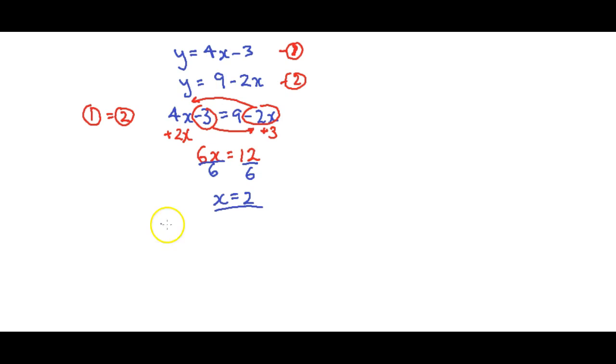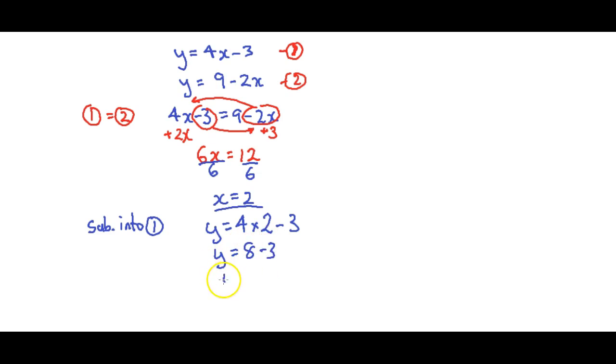Now we're only halfway there, so now we have to substitute into one of the formulas I started with. I'm going to use equation 1. I could have used 2. So y equals 4 times x, which is 2, minus 3. So you can see I've taken that x there and replaced it with what we think the answer is, 2. So y equals 8 minus 3, and y equals 5.